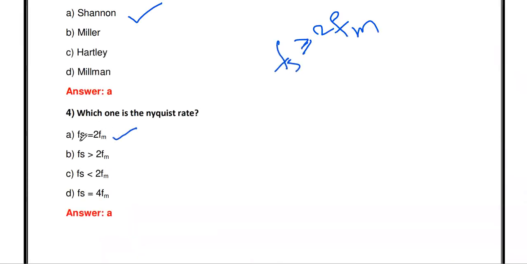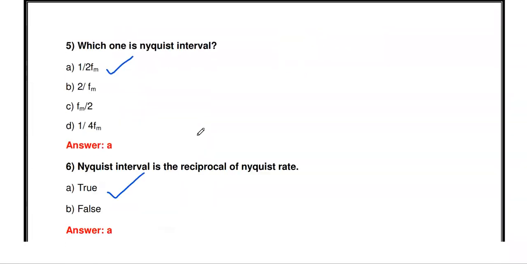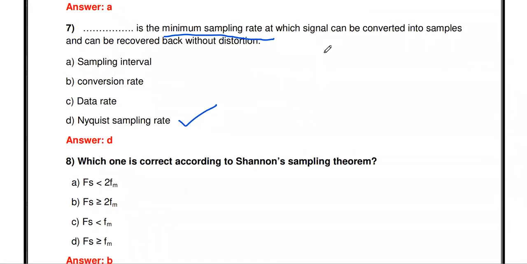So you see this question, the Nyquist rate or Nyquist sampling rate, Fs is equal to 2 Fm. So this is the minimum sampling rate at which the signal can be converted into samples and can be recovered back without distortion on the receiver side. So this is the answer.